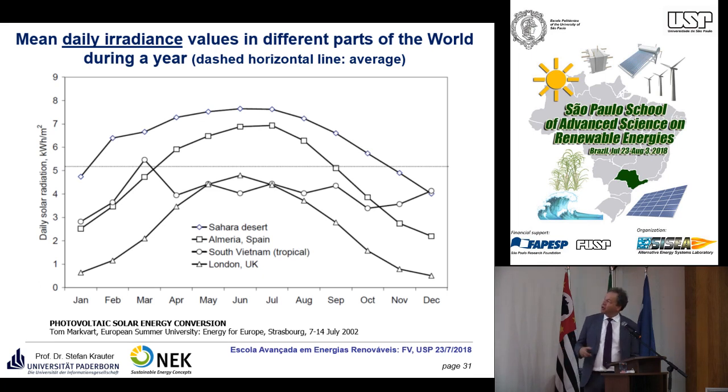And this poses a problem, for example, if you have locations like London and you want a full provision of solar energy during the whole year, because you have to cope with that. Summer doesn't pose any problems, but the winter is a real problem. And if you want to make autonomous systems, which have to work without grid connection through the whole year, you have to think about enormous energy storage capacities.